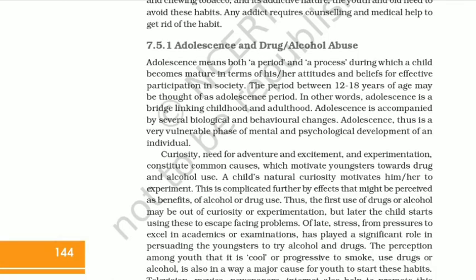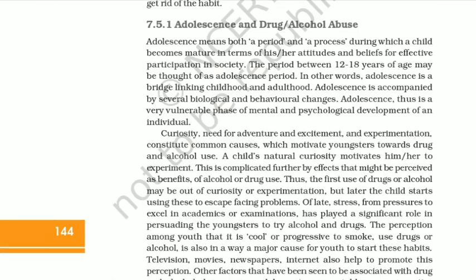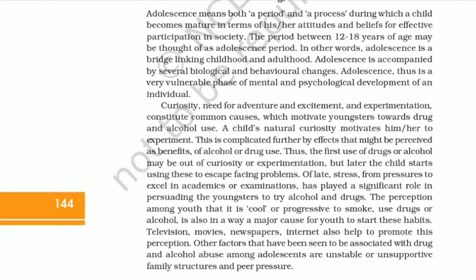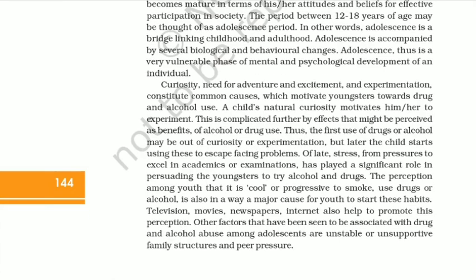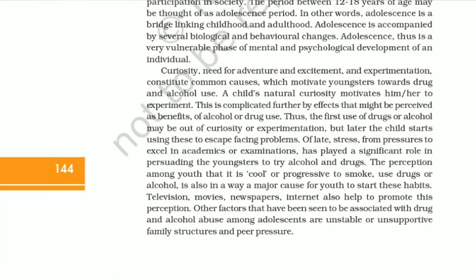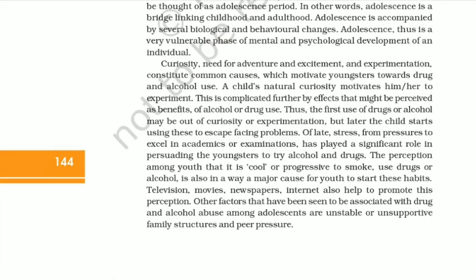7.5.1 Adolescence and drug or alcohol abuse. Adolescence means both a period and a process during which a child becomes mature in terms of his or her attitudes and beliefs for effective participation in society. The period between 12 to 18 years of age may be thought of as the adolescence period. In other words, adolescence is a bridge linking childhood and adulthood.